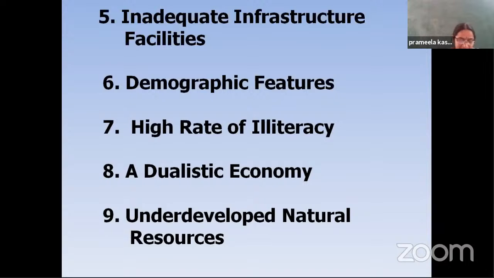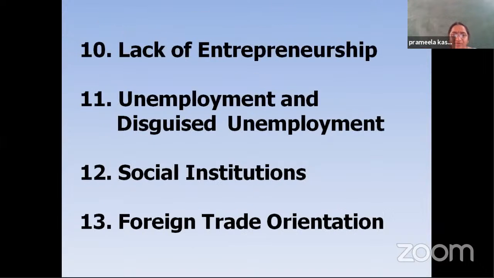So next, this unutilization, underutilization and misutilization arises due to inaccessibility. Next, due to lack of technical knowledge, due to non-availability of capital and small extent of market. So all this leads to unutilization or underutilization of natural resources available in the economies.